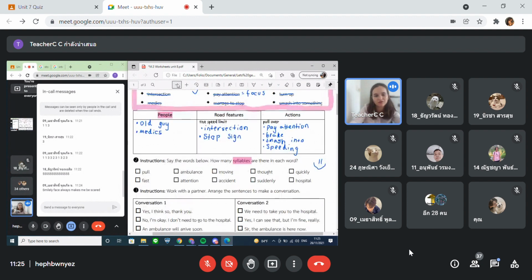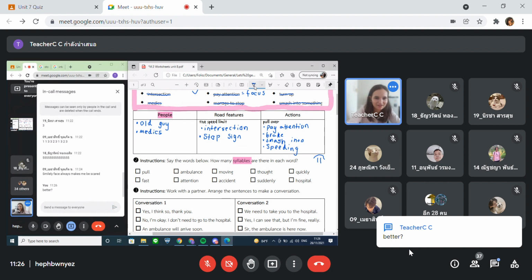So you could go through all of this. Old guy, 2 words, only has 2 syllables. Old guy. Medics, 2 syllables. Intersection, 4. Stop sign, 2. Pay, 1. Attention, 3. Smiley face always makes me be scared. Really? Okay, what about if I put it like this? Better?